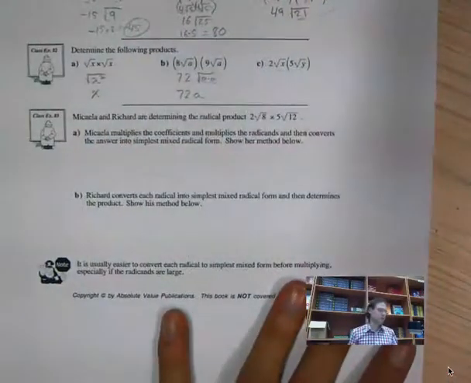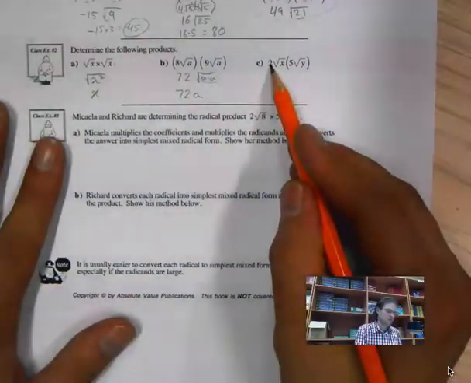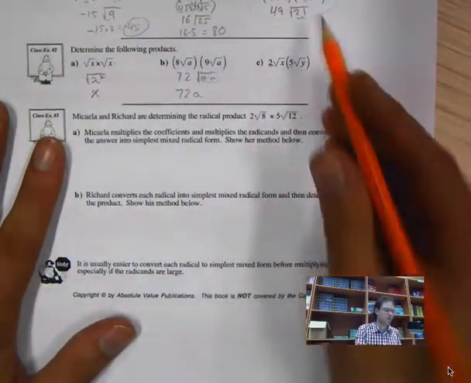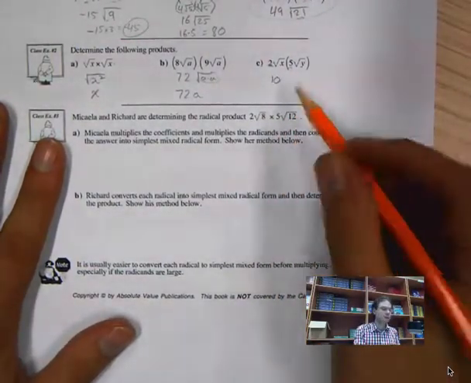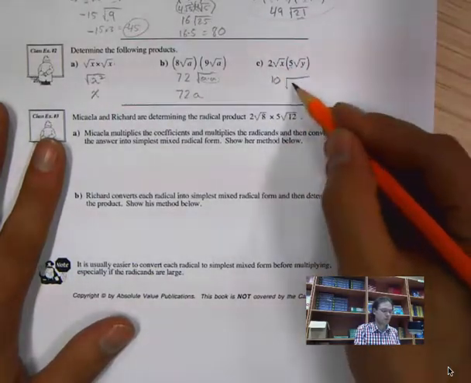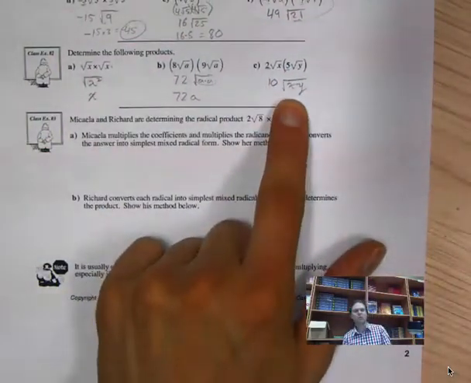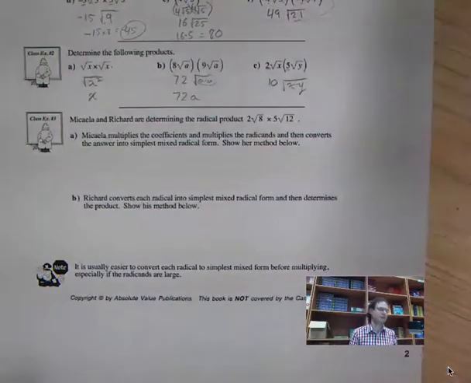Alright? Next one. So here we have to go coefficient by coefficient. We're going to get 10. Then we're going to go root x, y. Can I simplify x and y? No, I can't, so I just leave it like that.